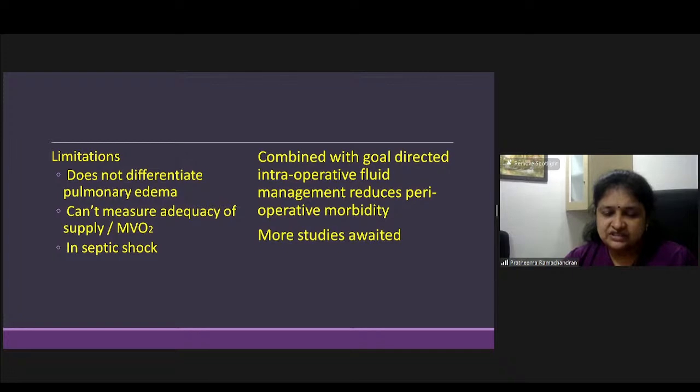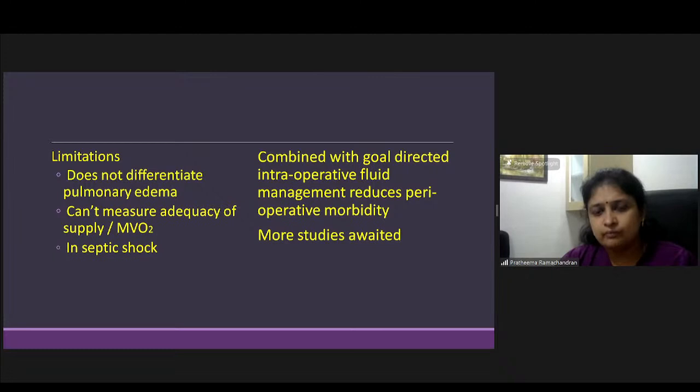So limitations are there. We cannot differentiate pulmonary edema. Yes, we always look at the cardiac output, yes, how it is changing, but are the lungs getting wet is what we need to think about. The tolerance is not much. And if there is a septic shock, it is going to hurt the patient again. We don't know. There can be a non-cardiogenic pulmonary edema also. ARDS patients, it's quite tricky. And if it is combined with goal-directed intraoperative fluid management, it reduces the perioperative mortality, but more studies are still needed.